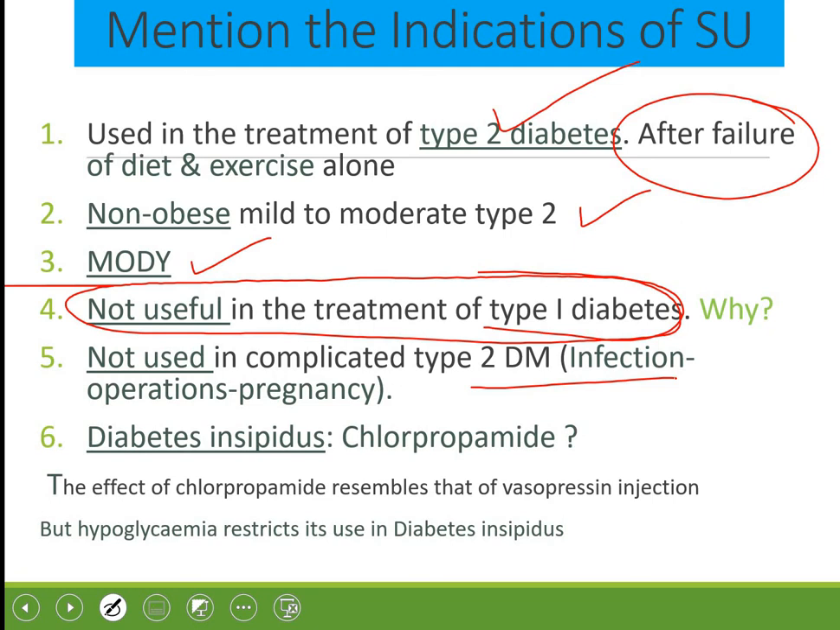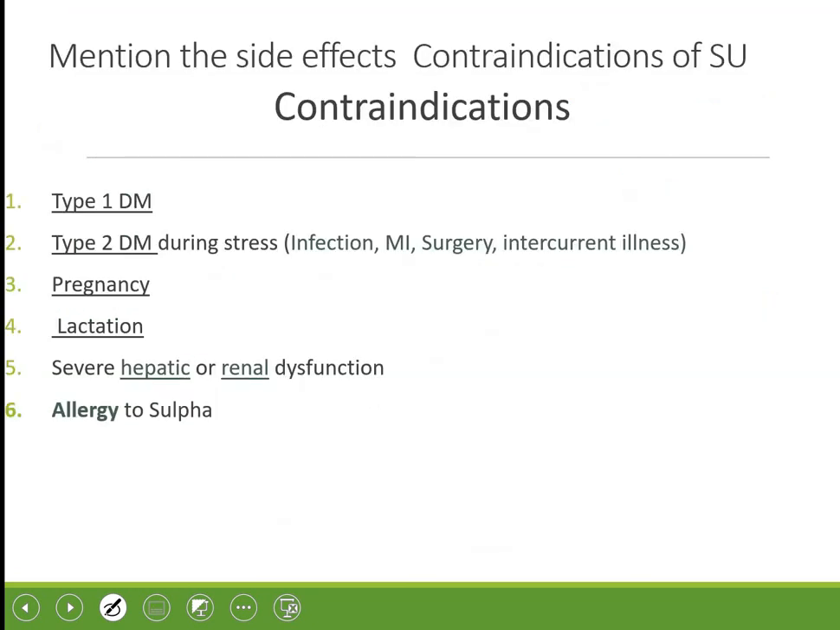Diabetes insipidus: chlorpropamide is used in diabetes insipidus, but however the effect of chlorpropamide is associated with severe hypoglycemia, that restricts its use in diabetes insipidus. So why is it used? Because the effect of chlorpropamide is usually less in diabetes insipidus, and there is persistent thin urine, as we discussed in the class.